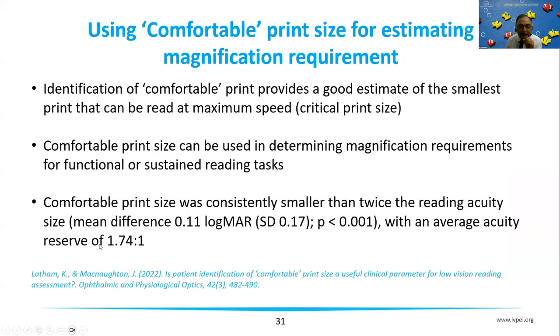But another recent paper looked at comfortable print size as a good estimate for magnification calculation. What they found was that comfortable print size was consistently smaller than twice the reading acuity, with a mean difference of 0.11 logMAR, and an average acuity reserve of 1.74. So 1.74 or 2, if you keep, I think both should work. Usually in our practice, we keep 2:1. That is the ratio we start with.